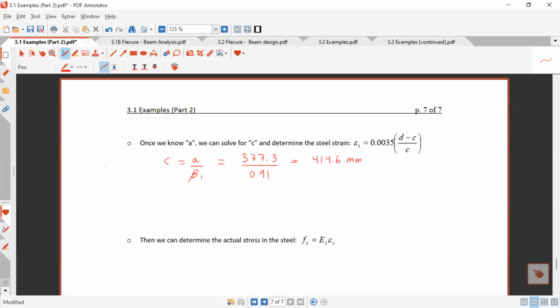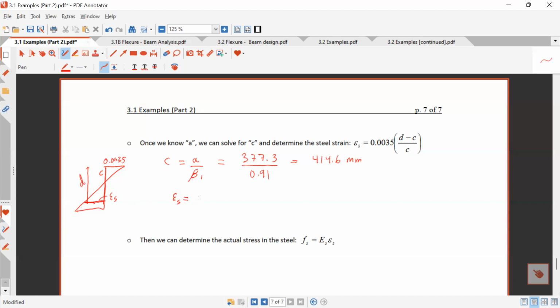Once I know this, I can use those similar triangles. So just so we understand where that similar triangle comes from, let's draw this strain profile again to be sure. Here's our strain profile. This strain here is 0.0035. This thing that we just found, this 414.6, is the depth of the neutral axis. That's C. Then we have this thing, which is here up to here. This is our strain epsilon S, and this thing is D. So we can get this equation.